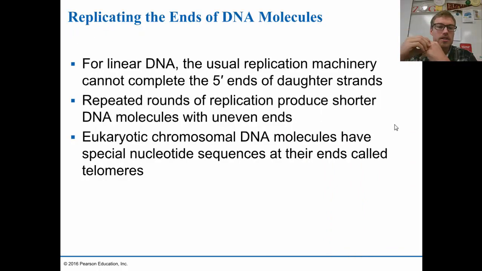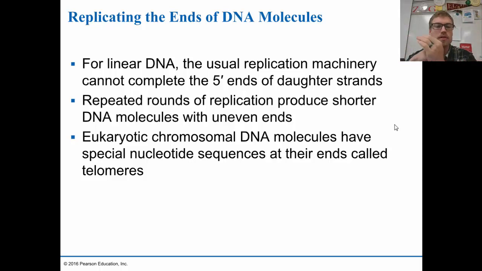And in linear DNA, the replication machinery cannot complete the 5' ends of the daughter strands because, again, you have that RNA primer at the end. That RNA primer can't be changed into DNA because DNA polymerase 1 doesn't have the ability to replace it, because it doesn't have anything to build off of. So repeated rounds of replication produce shorter DNA molecules for your eukaryotic DNA.